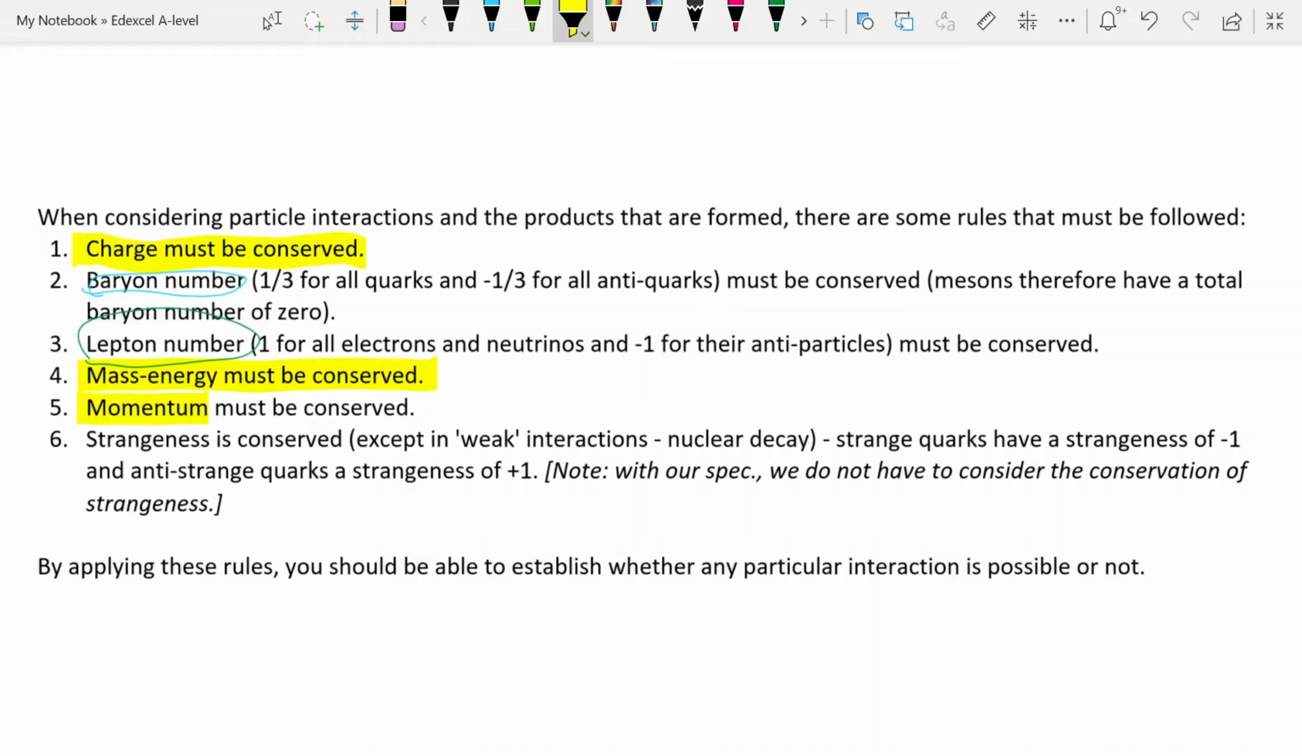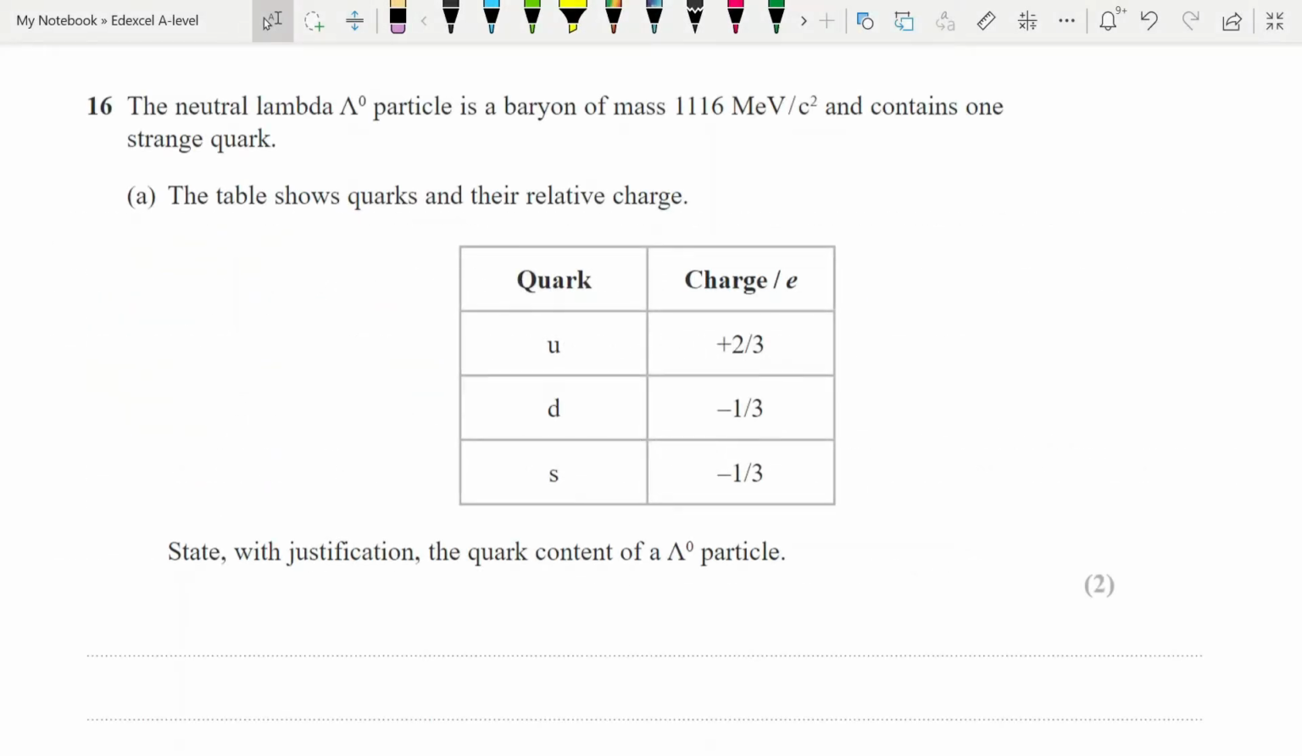Now again, lots of information. Let's look at an example where you actually have to apply these rules. And I've just taken a question from a question paper, and we'll go through the whole thing, including looking at how we figure out baryon structure, mass in gigaelectronvolts per c², and then applying the conservation rules. Okay, so we're told the neutral lambda particle is a baryon of mass that and contains 1 strange quark. We have to try and deduce the quark content of this neutral lambda particle.